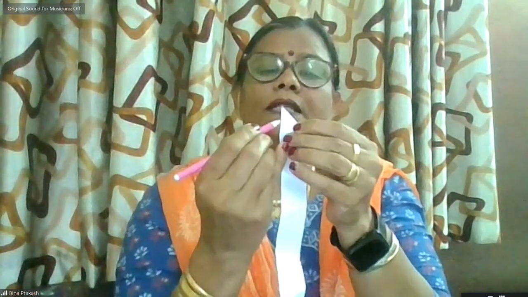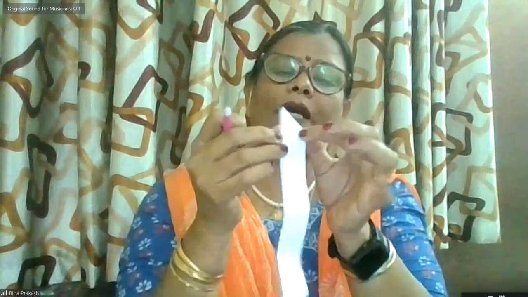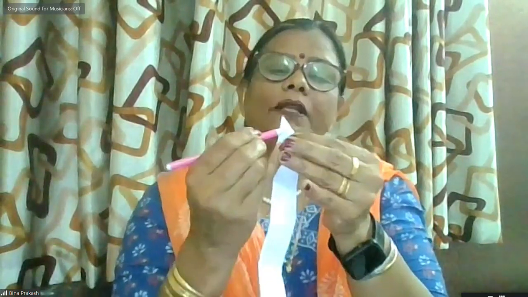So this is now an isosceles triangle. If you consider this as one unit, this will also be one unit. So what will the length of this, which is the diagonal of that square, be? Won't it be root 2? The same calculation is applicable here. So this is 1 square plus 1 square, and this diagonal becomes root 2.